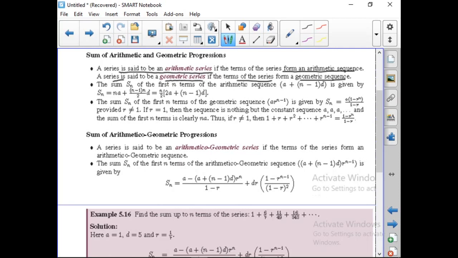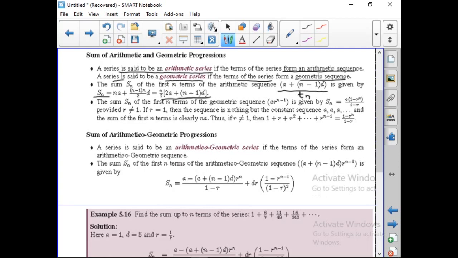And what about the nth term of an arithmetic sequence? Tn is equal to A plus n minus 1 into D is the nth term of the arithmetic sequence. What about the sum of the n terms? The sum of the n terms is taken as Sn and it is n by 2 into 2a plus n minus 1 into d. The last form you remember, that is enough.